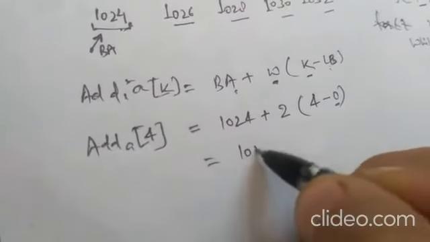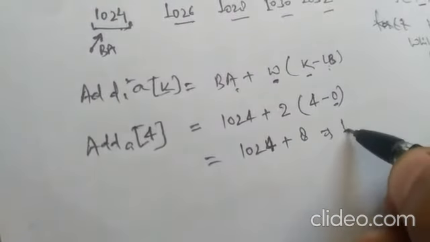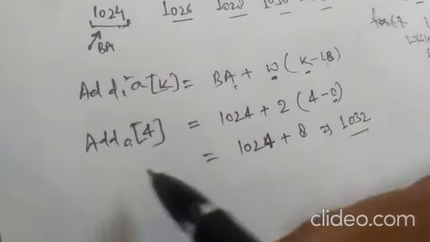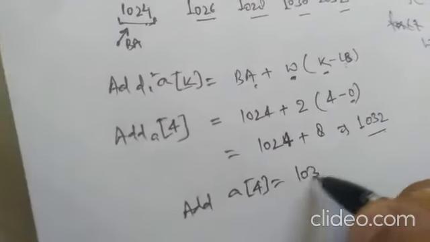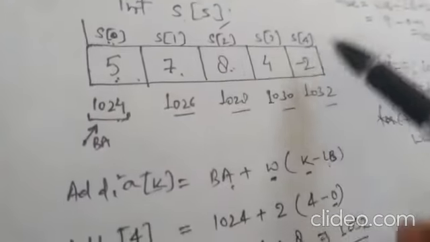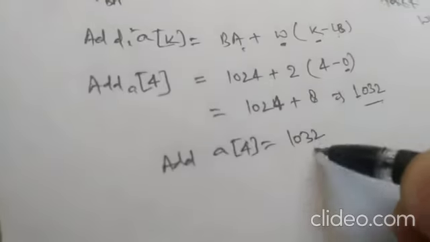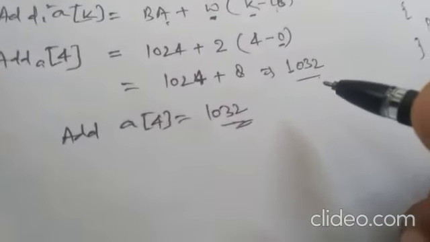Let us calculate it. So 1024 plus 4 times 2 is 8, and this becomes 1032, right? So this means the address of a of 4 becomes 1032. Let us verify this with this array. Where is s of 4? S of 4 is here, and see its address. This is 1032, and this is here as the answer. So this is how we can calculate addresses within a single dimensional array. I hope this is clear.